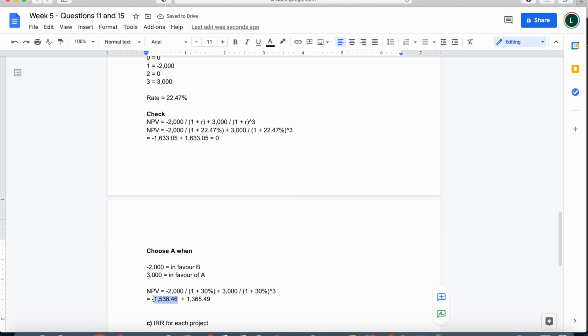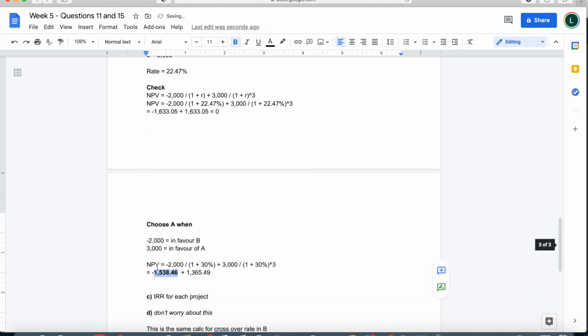It is this one here. I know that's got a negative, but it's okay. So that's our highest amount. So that's based off our negative 2,000. So negative 2,000, that means that's our favorite.